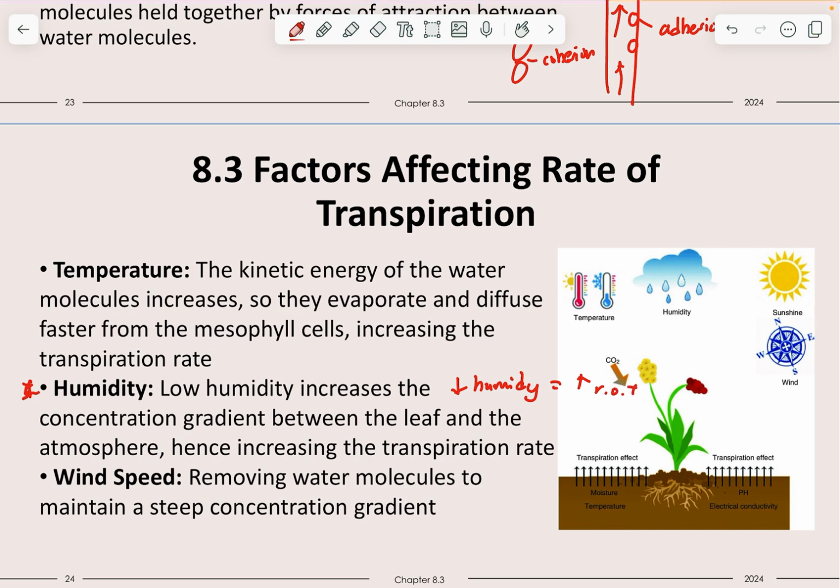Okay. For wind speed, this is the same as temperature. When there's stronger wind, of course transpiration is going to be faster, because the wind is going to blow the molecules away and move them faster at the same time, so it maintains a steep concentration gradient all the time. Okay.